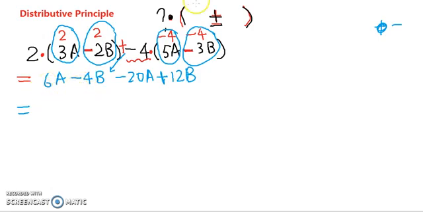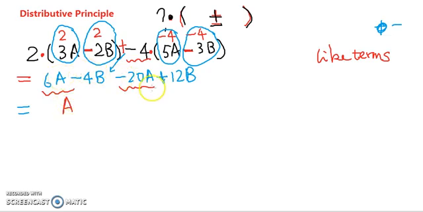And we cannot stop here because we always want to perform all the operations if possible. Notice that we have like terms which can be combined. For example, we have 6a and negative 20a. They both have the variable a. So this is what we call like terms. What's a like term? Like terms share the same variable. So 6a minus 20a. When we combine like terms, we copy the letter.